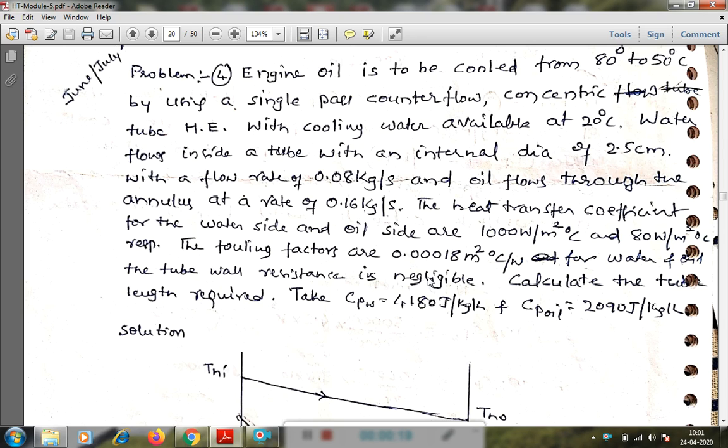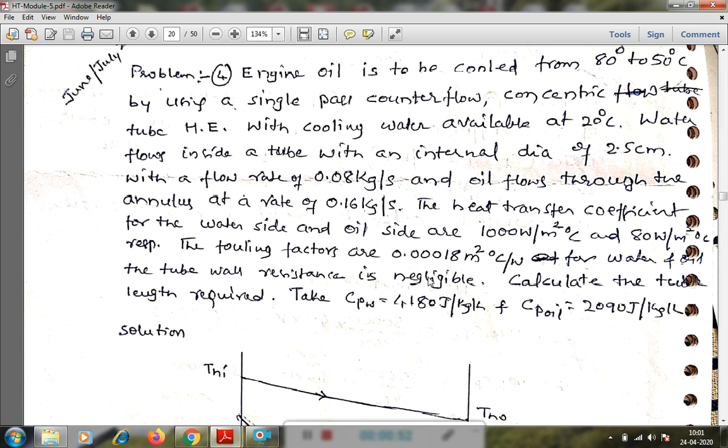Here the first one is that engine oil is to be cooled from 80 degrees Celsius to 50 degrees Celsius. Engine oil is to be cooled by using a single pass counterflow concentric tube heat exchanger. Here it is a double pipe heat exchanger and it is a counterflow with cooling water available at 20 degrees Celsius. Here the 20 degrees Celsius is the inlet temperature of the cooling water. There is a cold fluid inlet temperature.